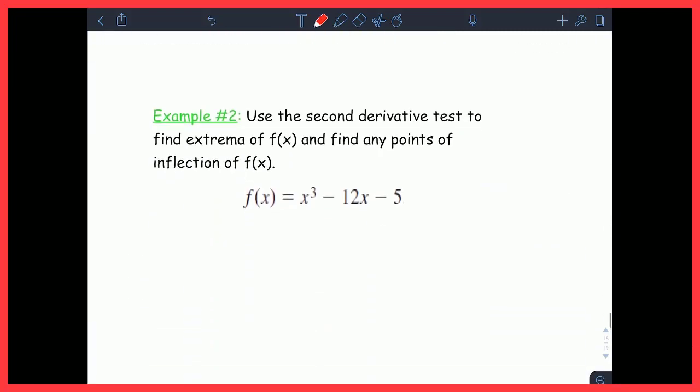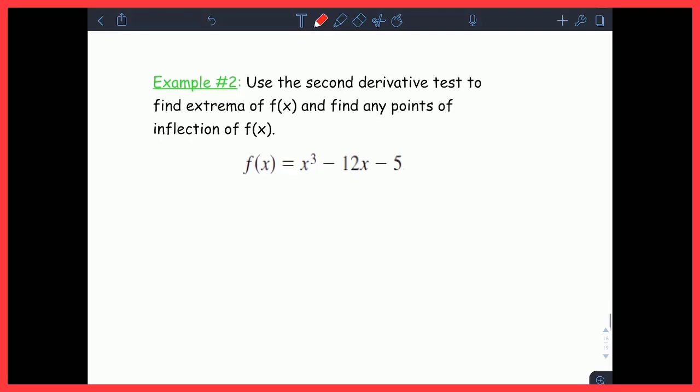Okay, let's try an example using the second derivative test. In this problem, it says use the second derivative test to find extrema of f and find any points of inflection of f of x. So for the second derivative test, first of all, you have to find the first derivative. And the first derivative is 3x squared minus 12, okay? Actually, I think this example is the same one we did in the previous video. And then you have to find the critical points, or the values where it's going to be 0, okay? We're not going to look at undefined values in the second derivative test, just zeros of the derivative.